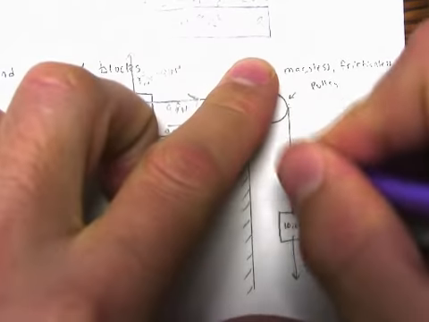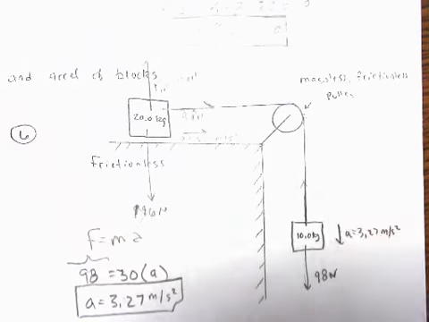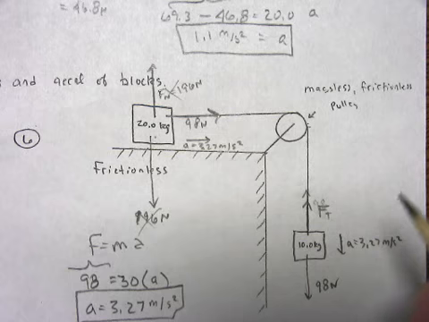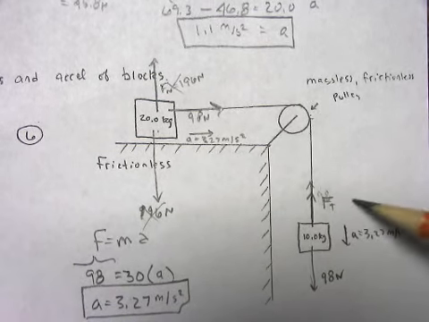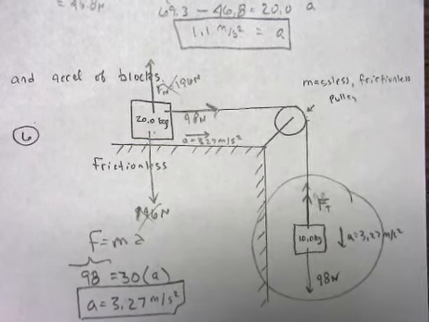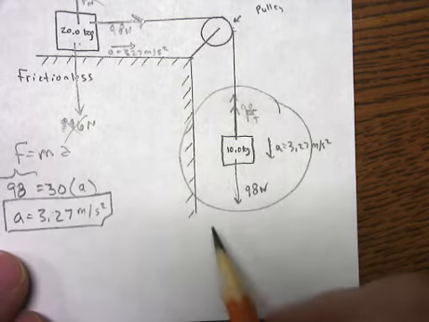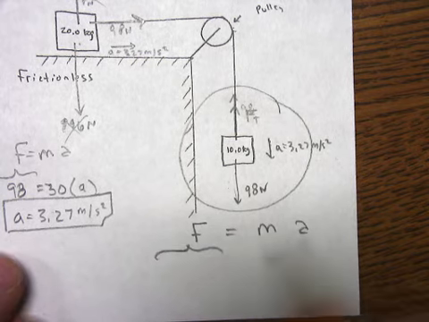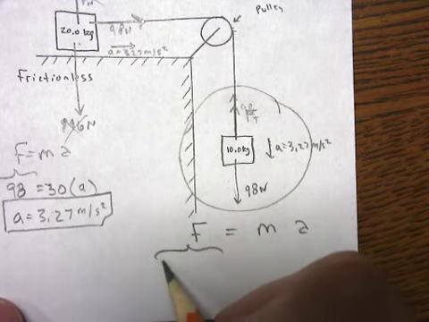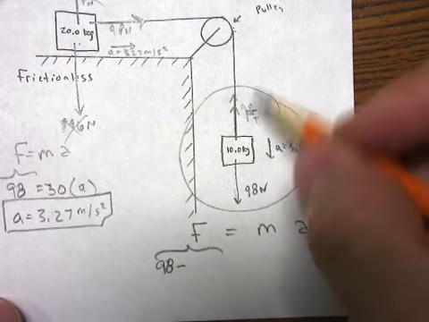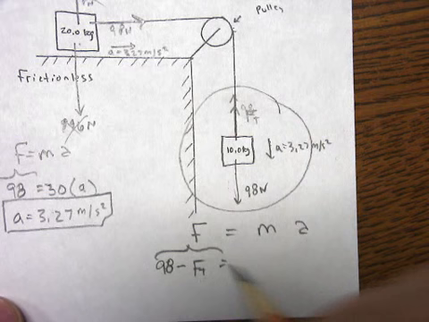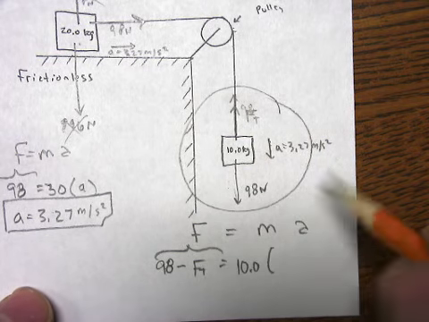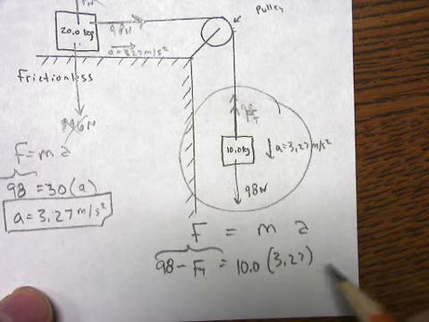So we're going to erase this. We know that it's smaller than 98. We'll call it the force tension. Just like in number 5, I'm going to focus on just this situation right here. So my force equals my mass times my acceleration. I've got two forces. I've got a down force, and I've got a force opposing that, my tensile force. The mass of it is 10, and the acceleration is 3.27.